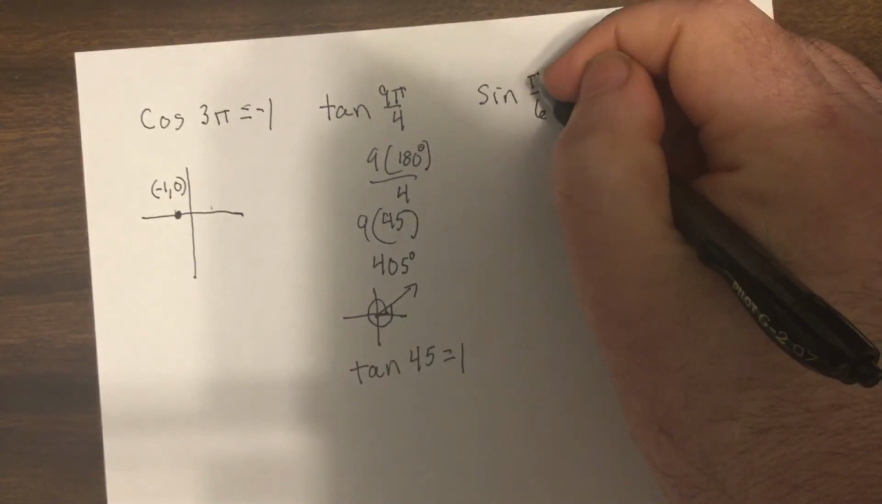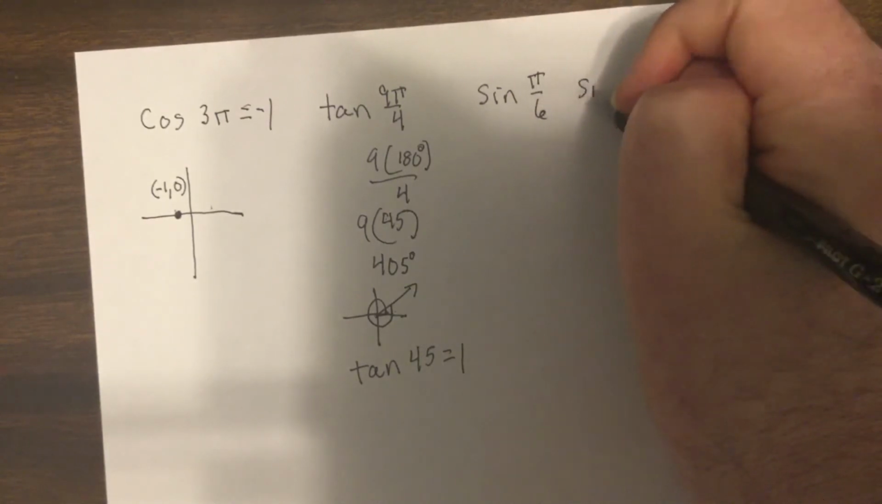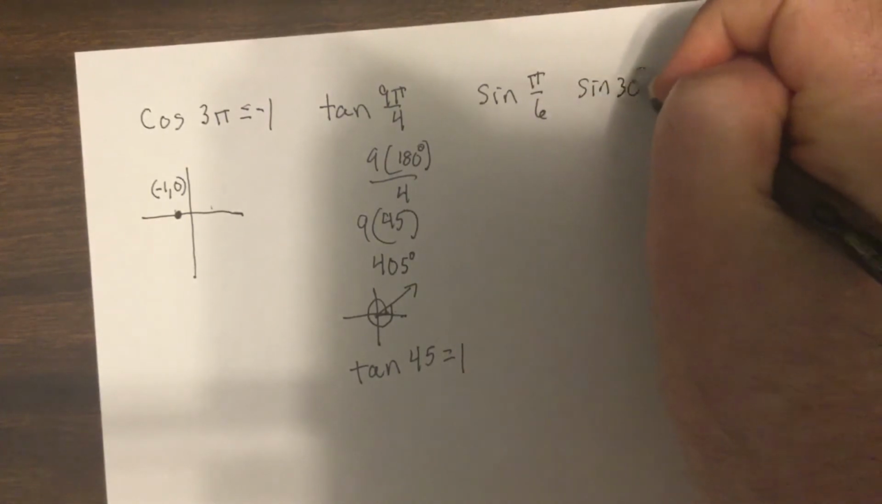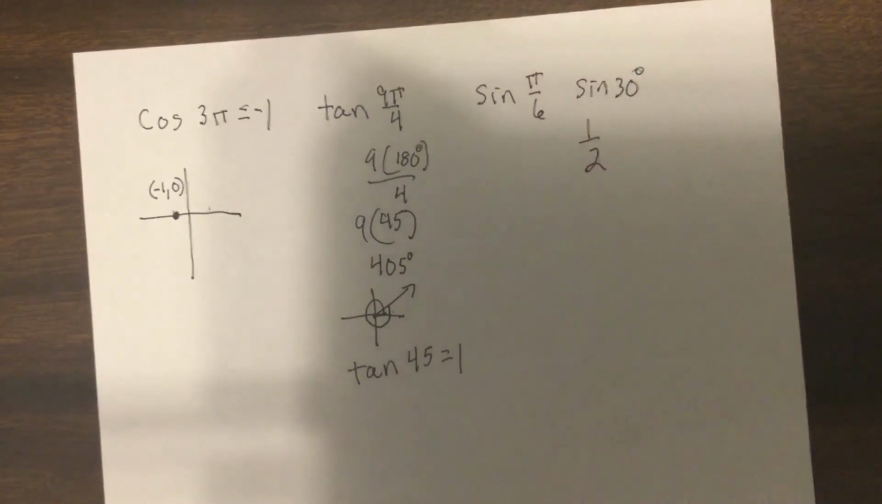Pi over 6 is just 180 divided by 6, which is 30. And sine of 30 is a half.